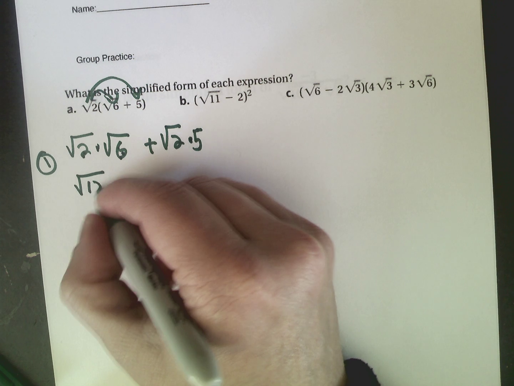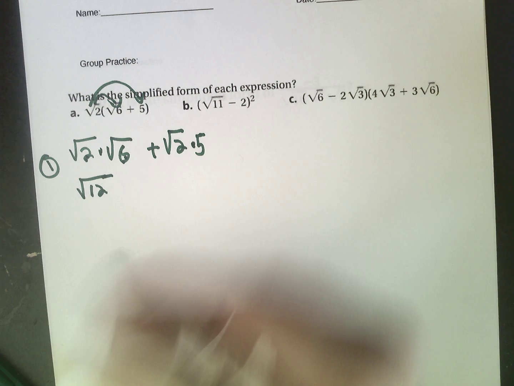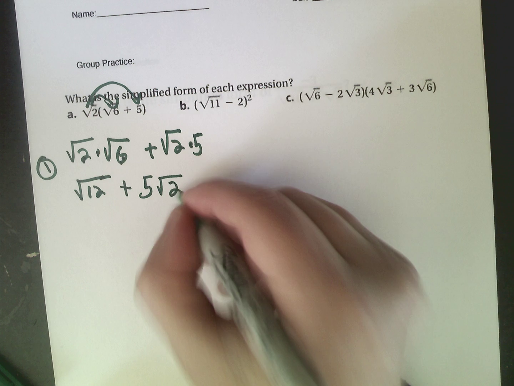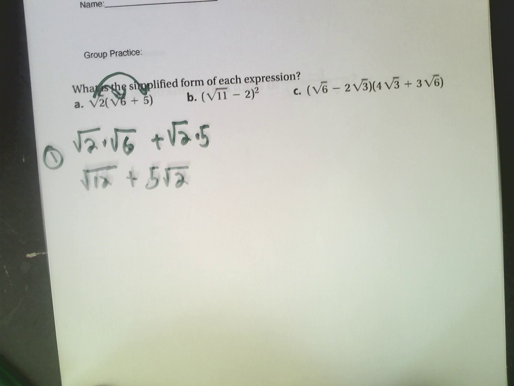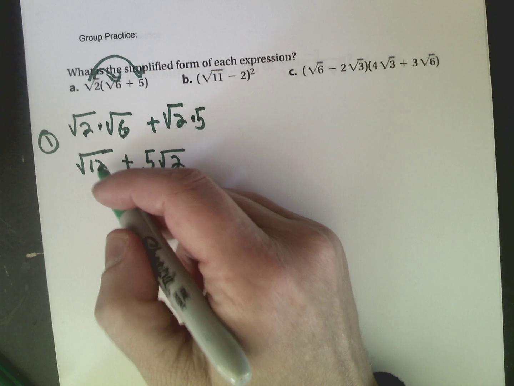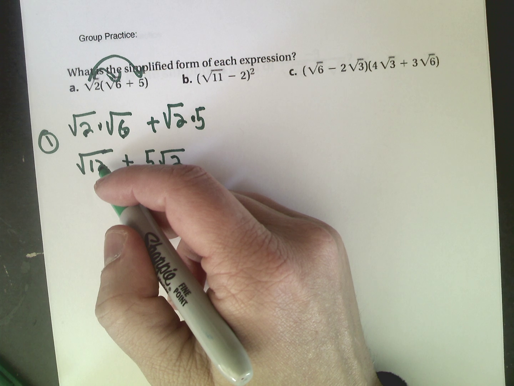6 times 2 is 12, square root of 12. Plus these, it's just 5 square root of 2. 5 times square root of 2. Can't do anything. Leave it like that. Then I go, okay, it seems like I'm almost done. But then it hits me. I can simplify this one.